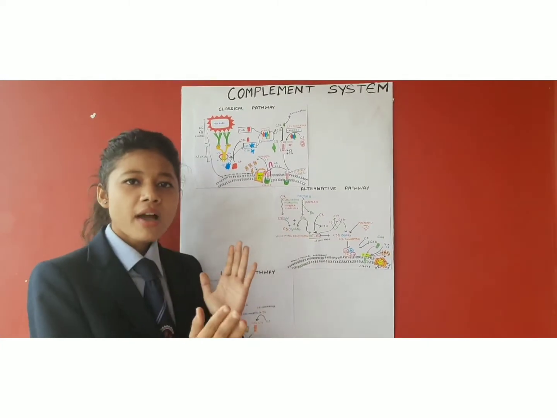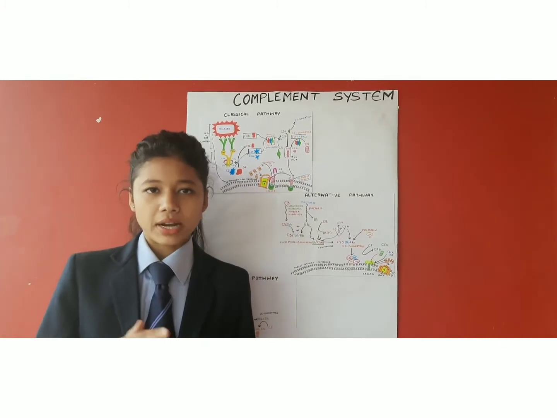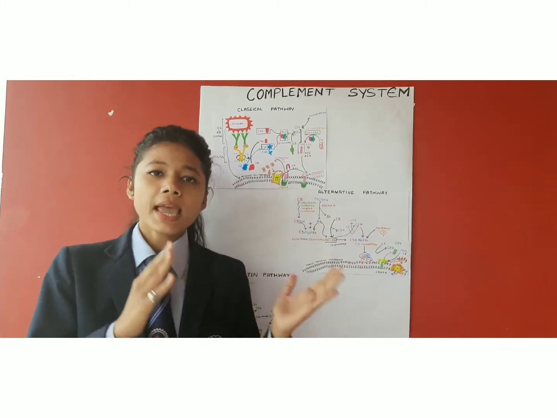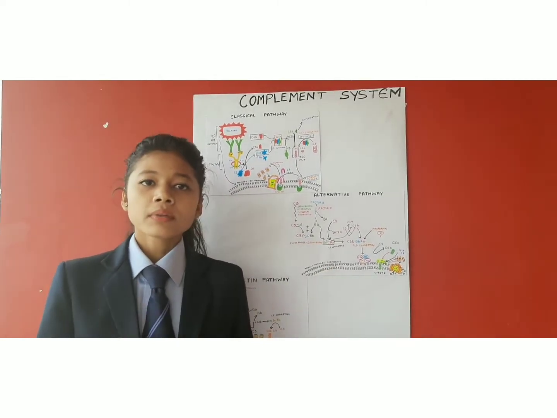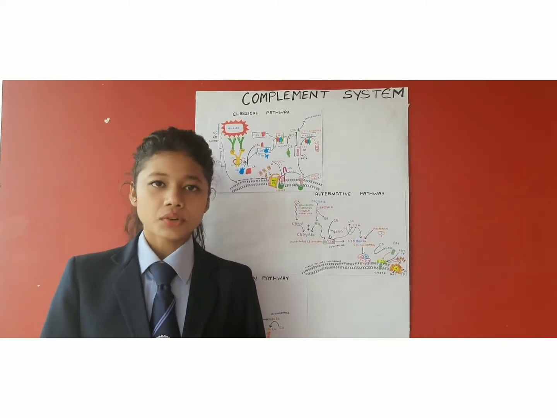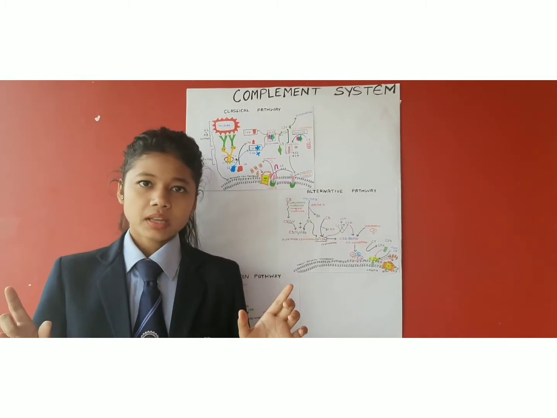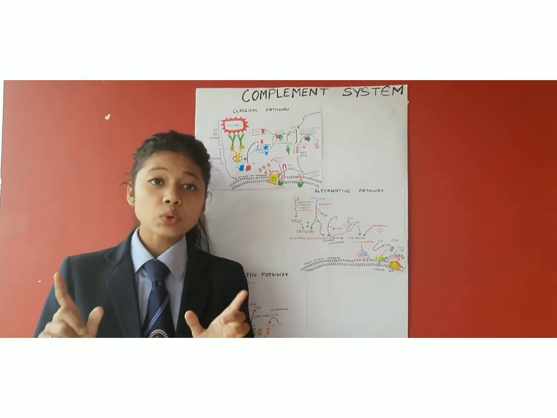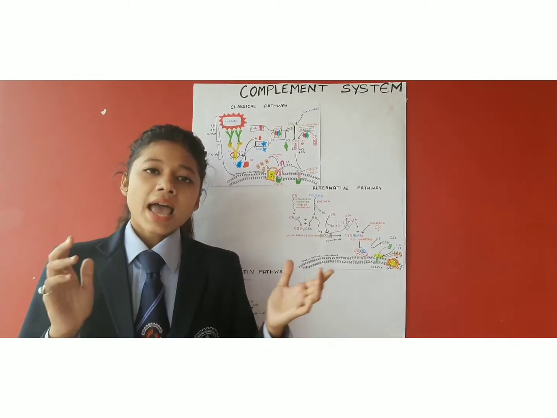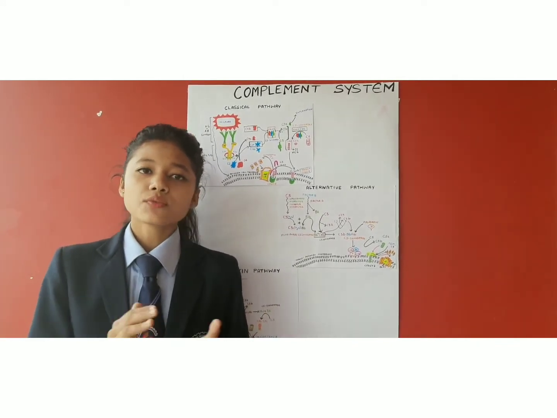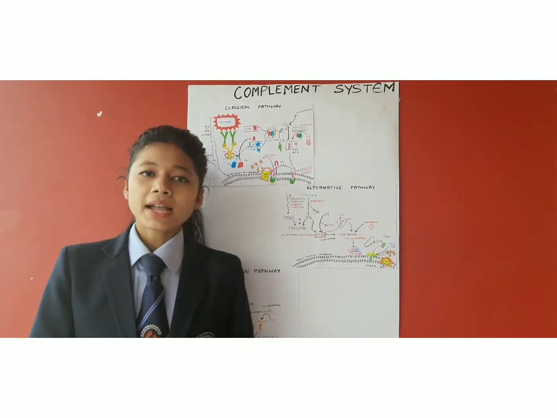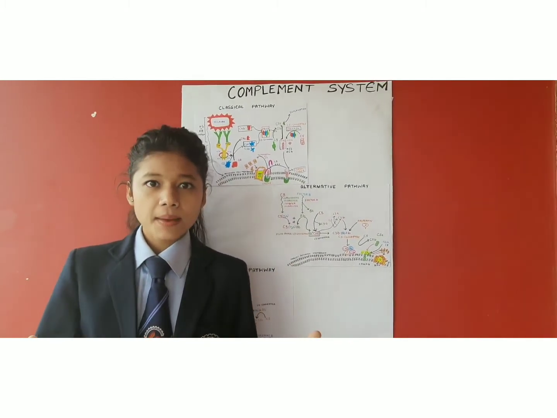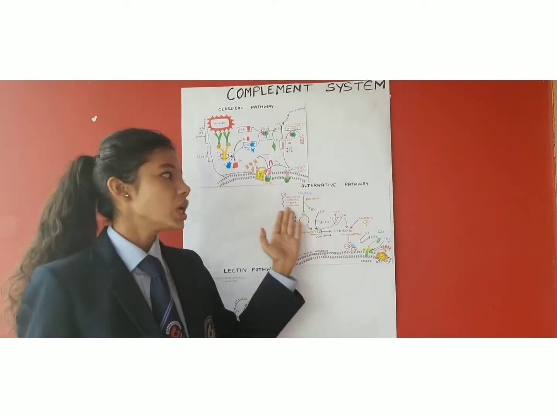In the meanwhile, factor B is cleaved by factor D into Ba and Bb, and Bb will bind to the C3H2O, forming a fluid phase C3 convertase, which is unstable as it works only on a few C3 molecules. As the name C3 convertase suggests, it will convert C3 into C3a and C3b. This C3b will combine with the Bb, forming the stable C3 convertase of the alternative pathway.